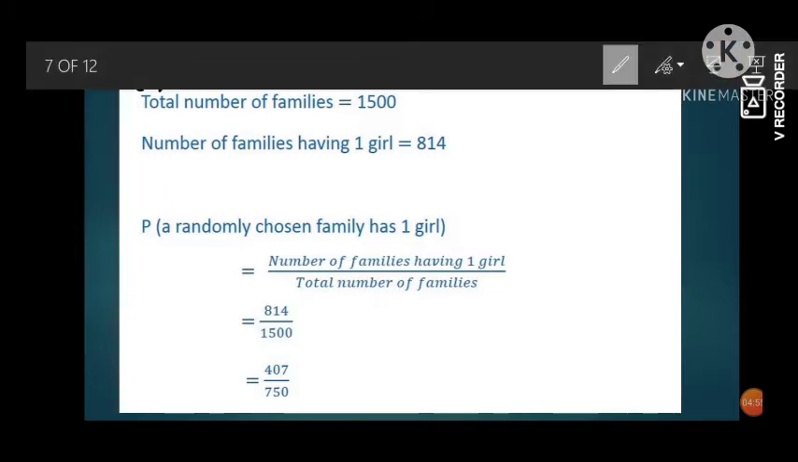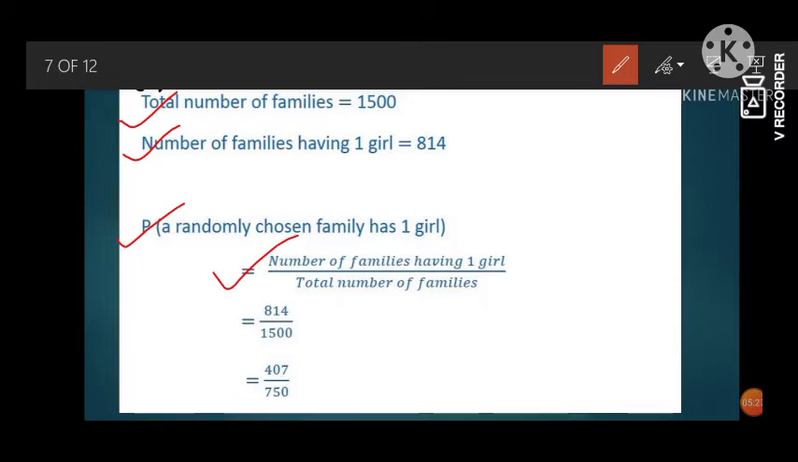So again, total number of families is important. Total number of families is 1500. Number of families having one girl was given as 814. So the event this time is changed to a family randomly chosen having one girl. So the event is P, a randomly chosen family having one girl, which is equal to the number of families having one girl by total number of families.